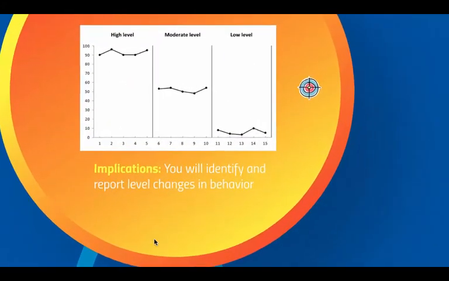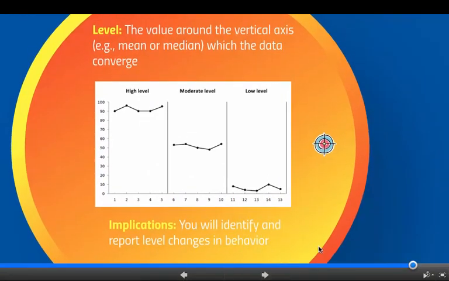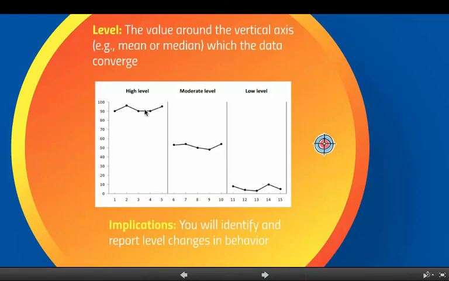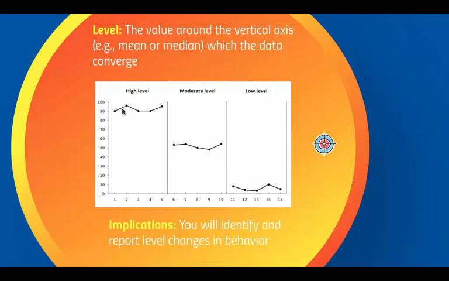The next thing that you look at with respect to graphic display is what's referred to as the level of the data path. So the level is defined as the value around the vertical axis, and it's typically a mean or a median in which the data converge. So right here we got a high level of performance. So I would say the mean is probably somewhere around 90, 92, 93% right here. The level here for the second set of data points is more around the 51% mark, and down here it's probably around the 8% mark.